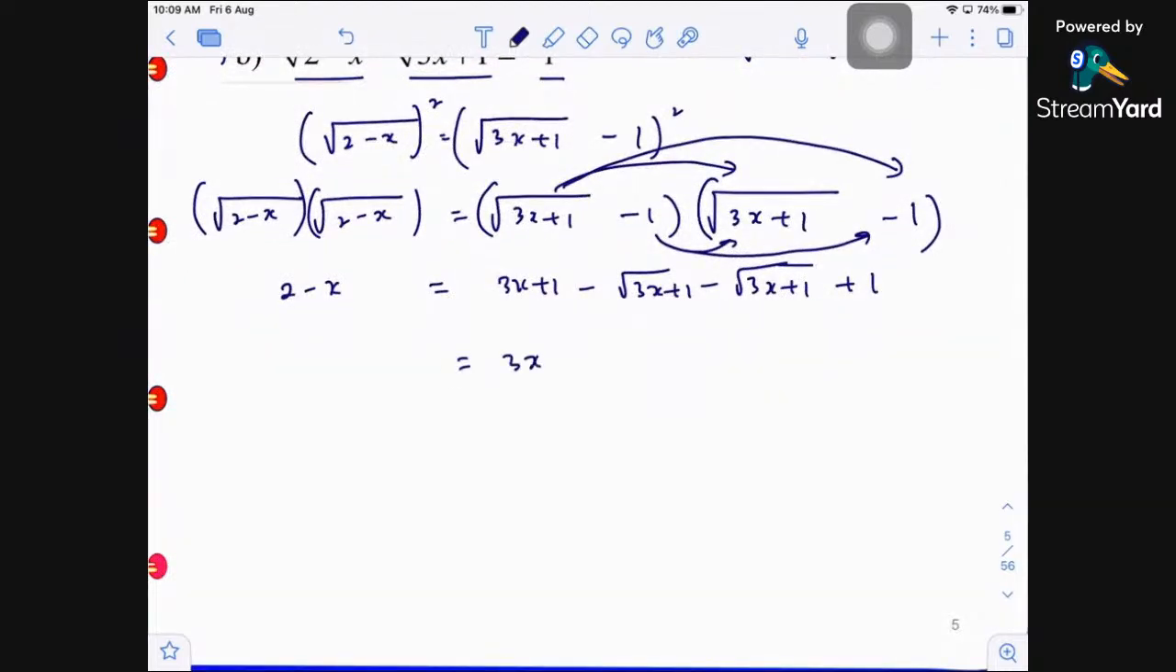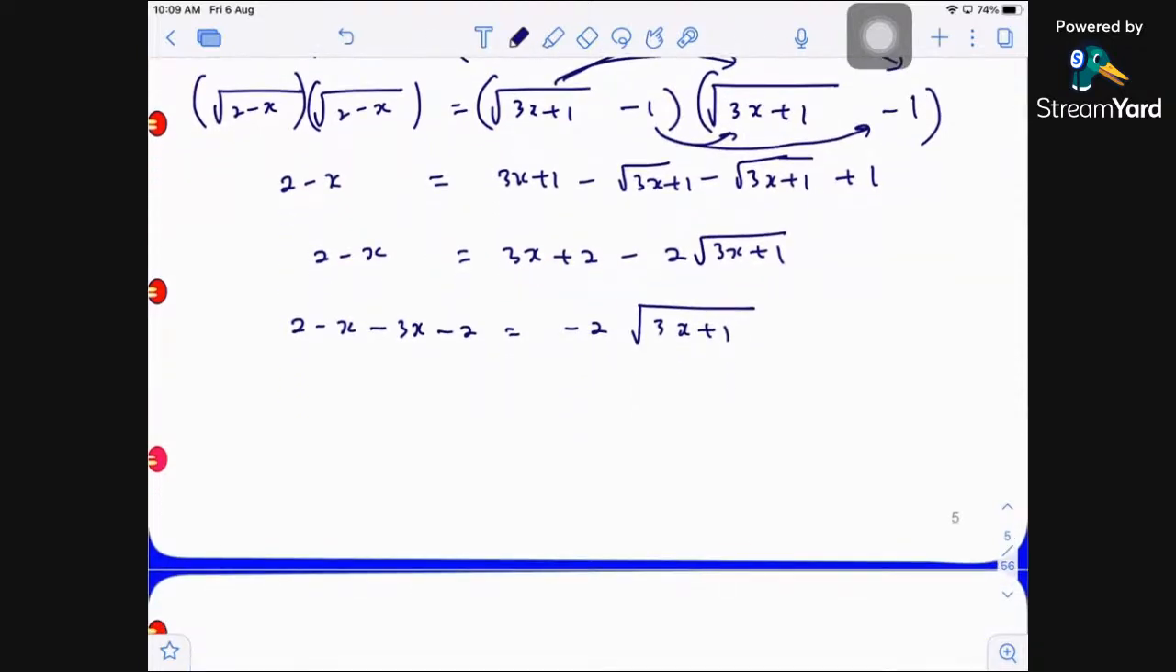Now from here you can get me the answer. This is 3x. 1 plus 1 there is 2, minus 2 square root 3x plus 1. And here is 2 minus x. So now whatever doesn't have square root, here have no square root, we bring back to the left hand side. So if I bring to the left hand side, I'm going to get 2 minus x minus 3x minus 2 equals to negative 2 square root 3x plus 1. The negative 2 remains on the right hand side still.